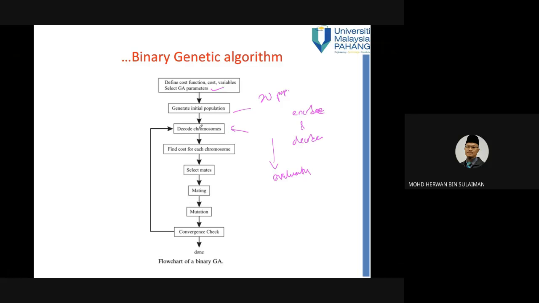That's why here we decode the chromosome, we find the cost functions, and then we select the mates. This is called selection. Then for mating we use crossover, with a probability of maybe 0.95 or 95%, and 5% using mutation. Then we check the convergence. If it has not converged, the process is reiterated until the maximum iteration. This is the flowchart of binary GA.